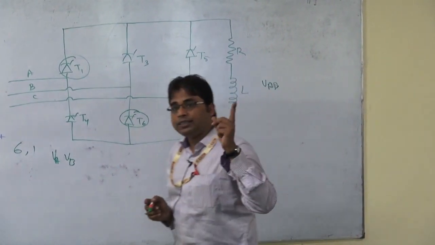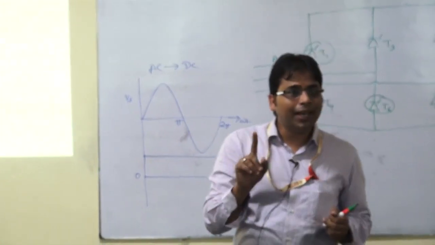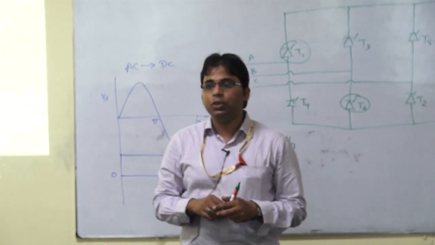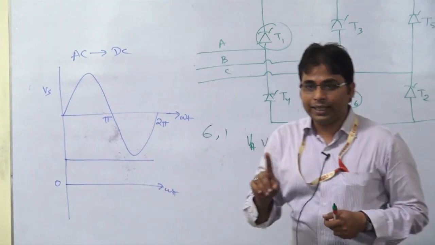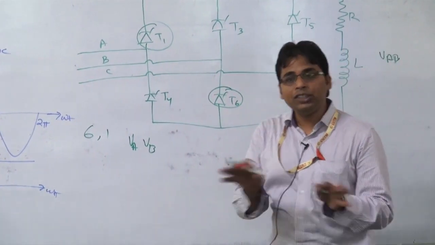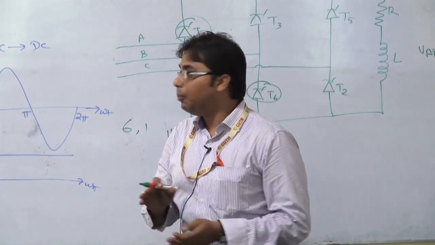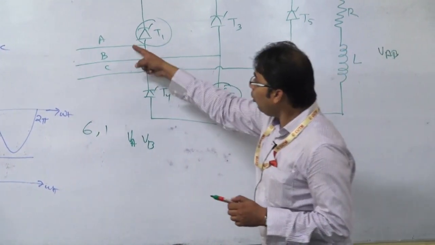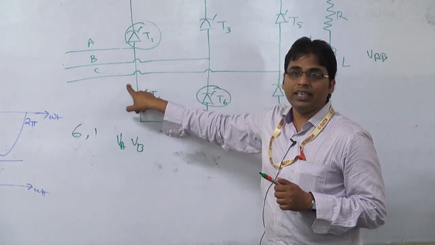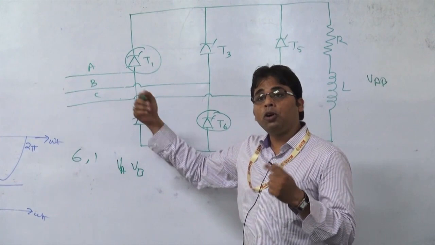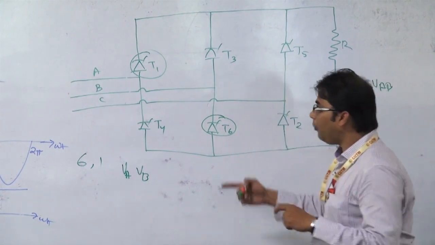What happened in the 3-pulse rectifier? Only one thyristor is excited at a time, so only one phase is excited at that time, and the other two phases are isolated. But in the 6-pulse rectifier, two phases are excited and one phase is isolated. So the output voltage will follow the line voltage, not the phase voltage.